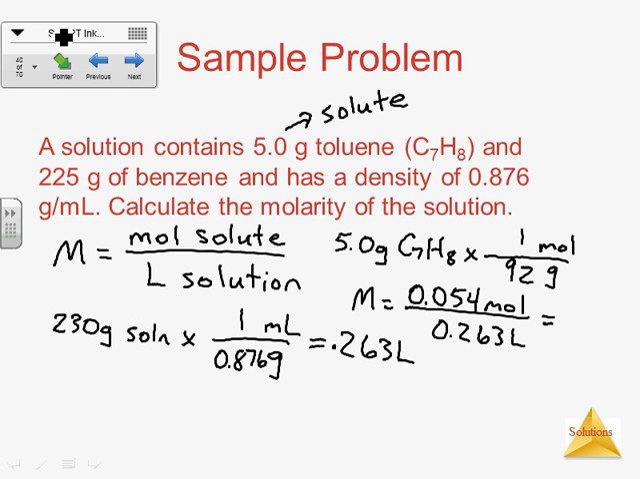0.054 divided by the 0.263, and that gives me 0.21. Did I do that right with my sig figs? Yeah, because that's only 2 sig figs, so 0.21. And you can either write the big M for molarity, or you can write moles over liters. Either one is fine for the unit. It's not too bad, right? We've basically done problems similar to that before.